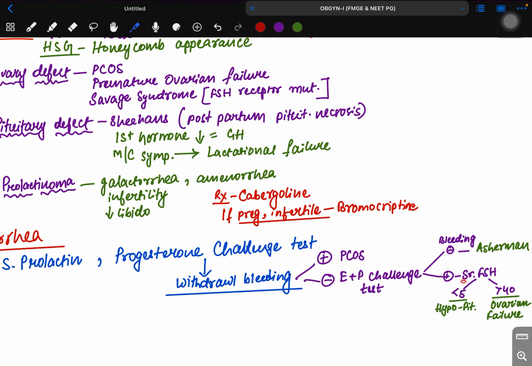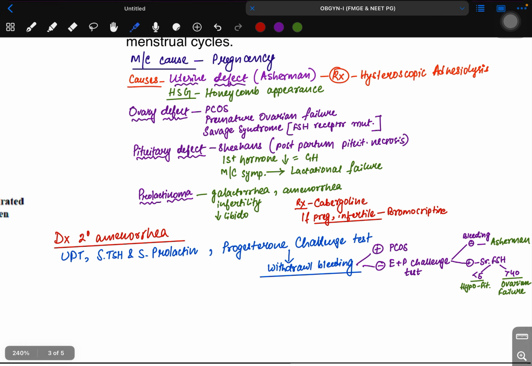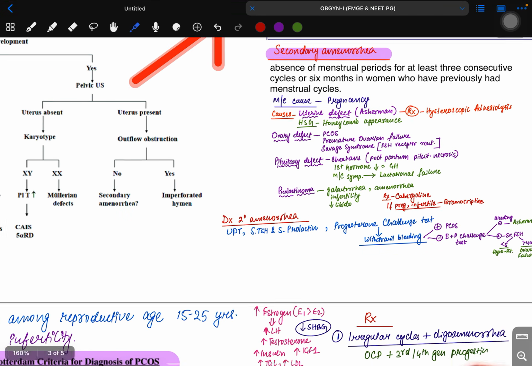We have to check the serum FSH. If the serum FSH is less than 5, that means it is the defect of the hypothalamus pituitary. And if the serum FSH is more than 40, it is the ovarian failure. So this diagnosis is very important for secondary amenorrhea. Go through this flowchart once again.